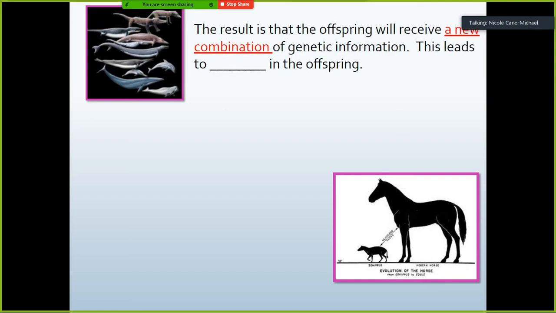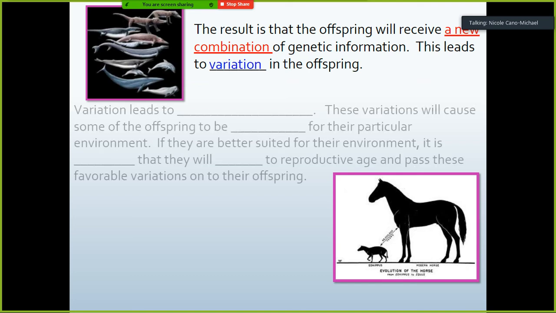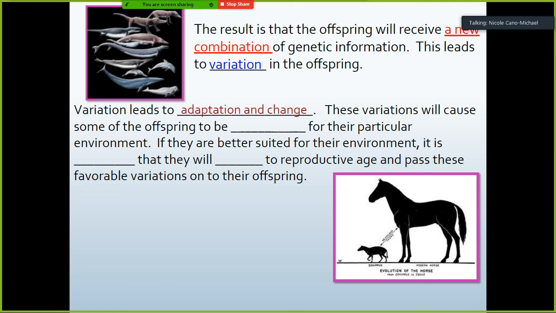All right, the result is that the offspring will receive a new combination of genetic information, and this leads to variation in the offspring. Variation leads to adaptation and change. These variations will cause some of the offspring to be better suited for particular environments. Remember, we talked about the changing of the environment and that being able to maybe allow you to survive, and sometimes you survive and thrive, and sometimes you don't. If they are better suited to the environment, it is more likely that they will survive to reproduce and pass on these favorable variations to their offspring. This is the heart of how evolution happens.